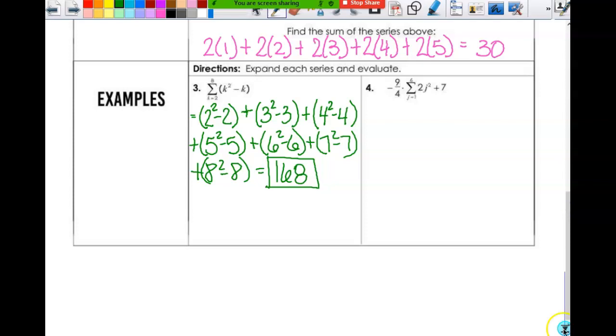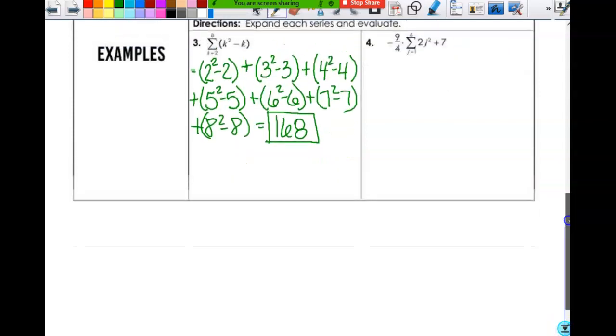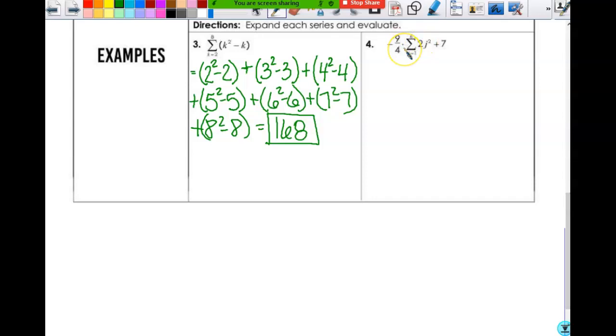So let's look at number 4. If I have a number in front of my sigma, then I just treat it like a number outside of a parenthesis, basically. So this negative 9/4, I'm going to leave that negative 9/4 out there, and then I'm going to multiply it by, and I will expand this. So this goes from 1 to 6. So this would be 2 times 1 squared plus 7 plus 2 times 2 squared plus 7 plus, and finish this up.